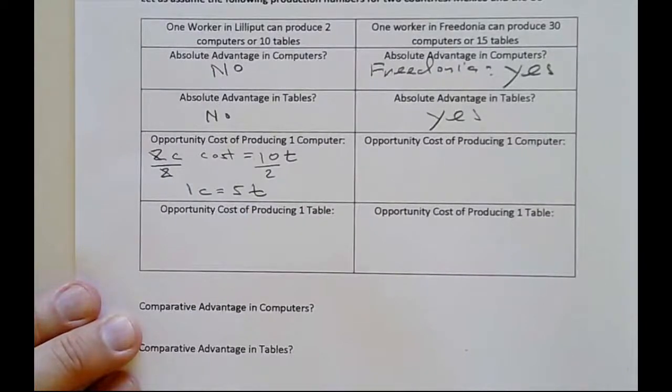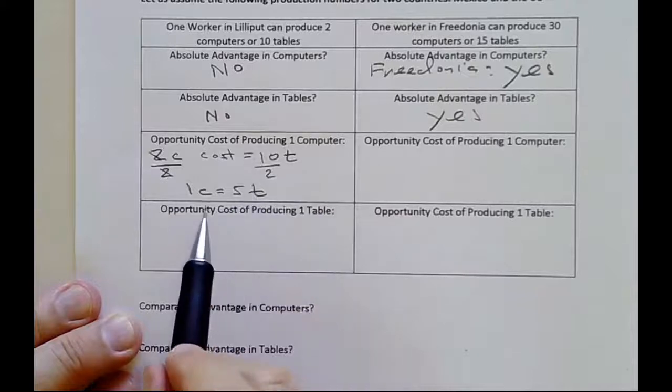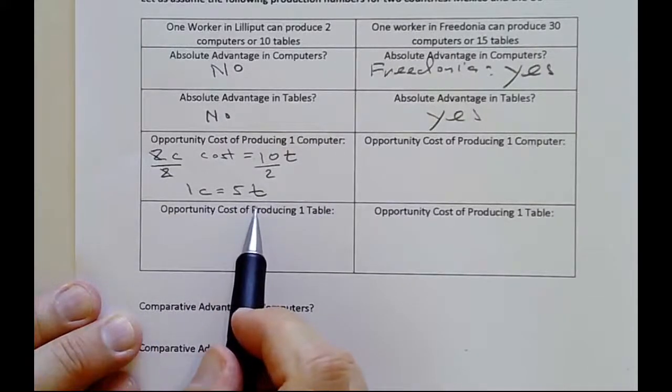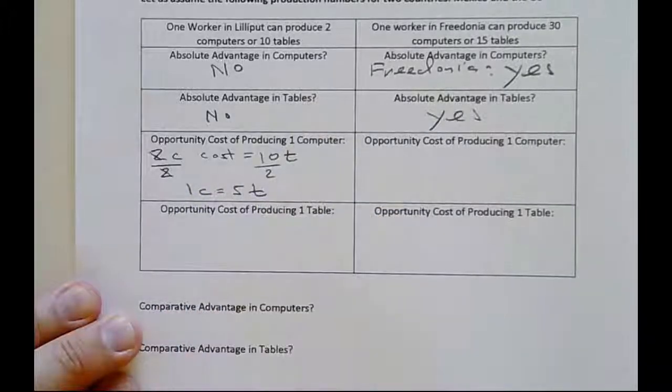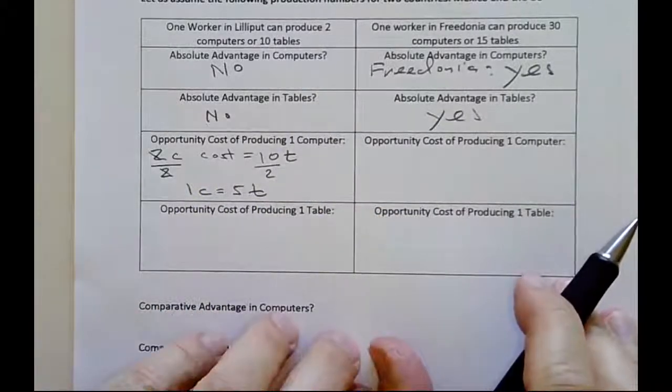So now I have the cost of producing 1 computer in Lilliput. The cost is 5 tables. Every time you make 1 computer, we give up 5 tables, which stands to reason because that's the same proportion as 2 to 10. Do the same thing for Freedonia.